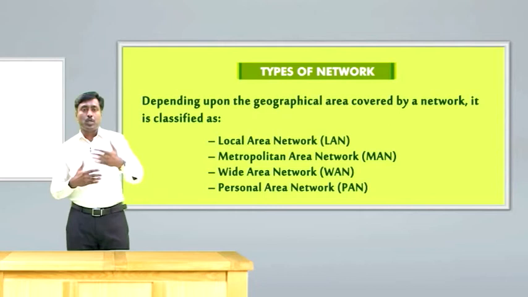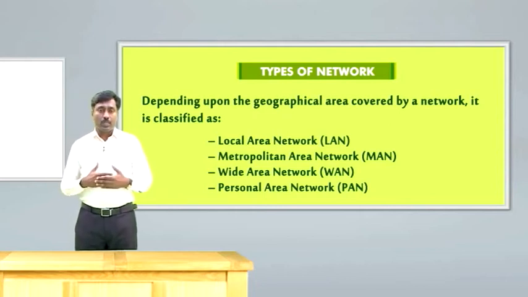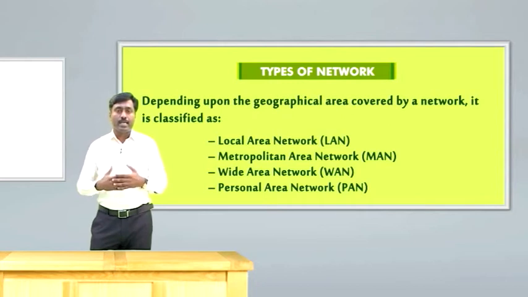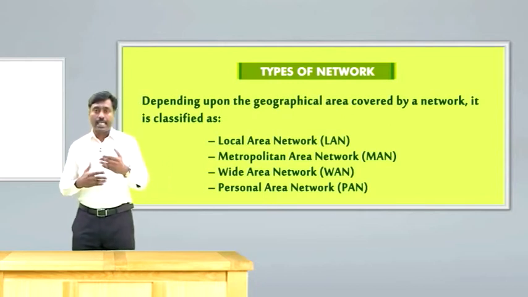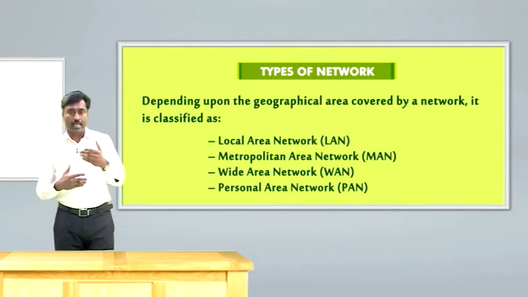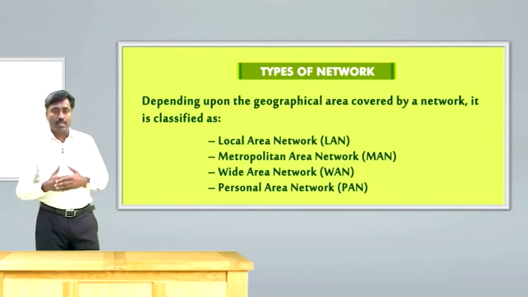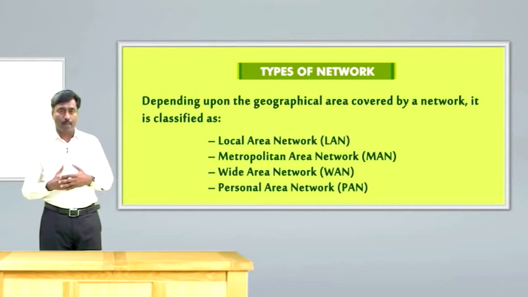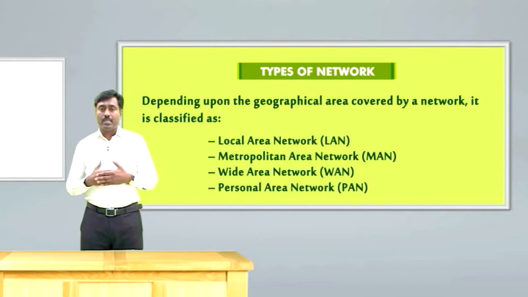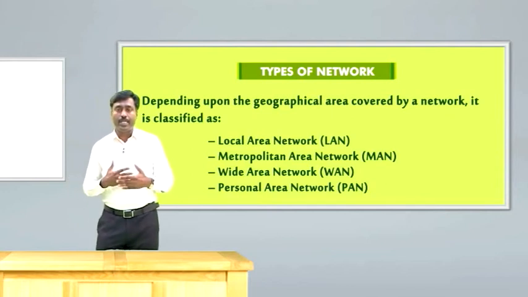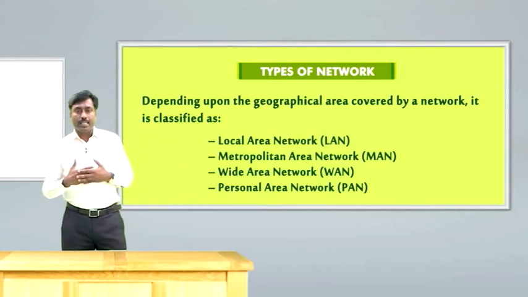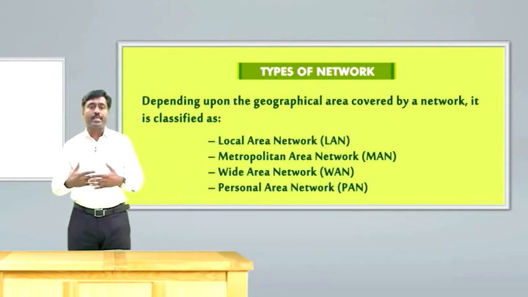And apart from topology, there are some popularly known networks, classified depending upon the geographical area covered by the network: local area network, metropolitan area network, wide area network and personal area network. A local area network, LAN, is a network that is used for communicating among computer devices, usually within an office or building or inside the home.